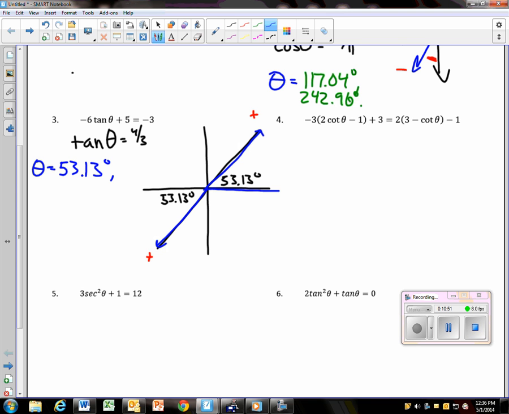And then how do I get the next one? 180 plus, very good, so 233.13 degrees. Two solutions. What do you think? Could you do problems like this on your homework? Okay, so there's kind of 4 levels of types of problems that you could have. We're just going to cover the first 2 levels today. That's kind of the most basic examples, okay? Let's ramp it up just a little bit.